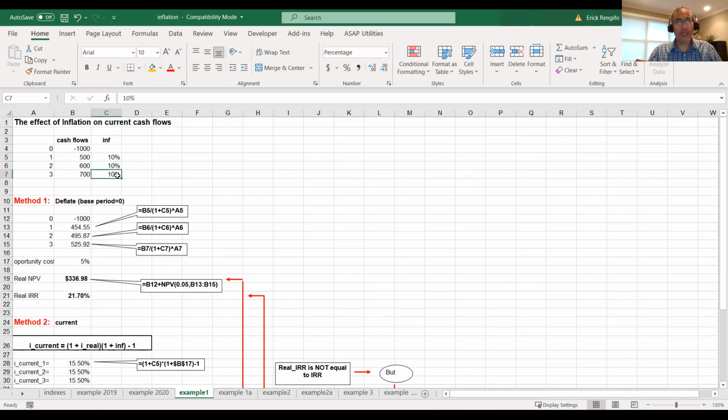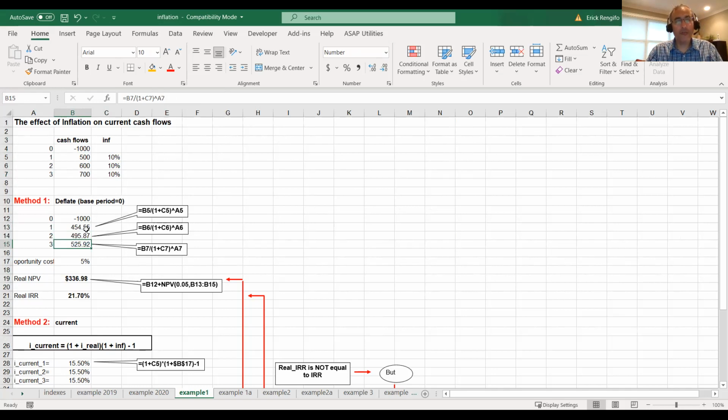You see that? And then for the first method, I need to deflate. So what I need to do is take this first number divided by 1.1. This second number, 600, divided by 1.1 squared. So this is squared. Oh, you know what? Let me modify the formulas here. This is correct, this is correct, and this is correct. Yeah, these are the formulas.